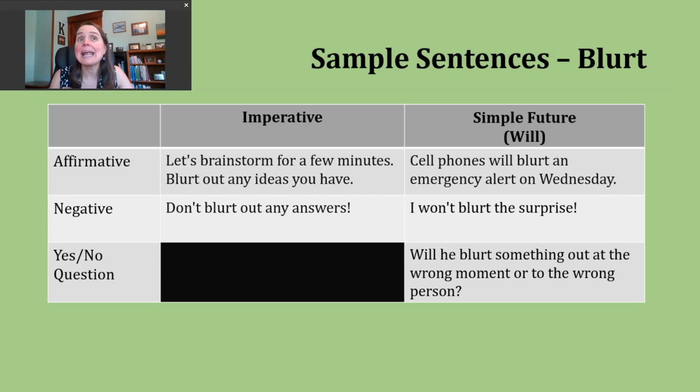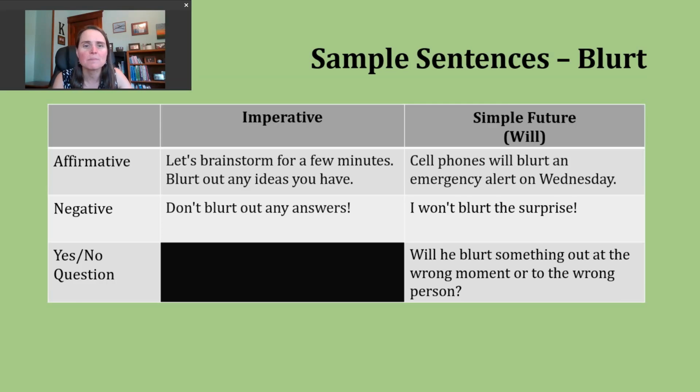Now, if you want to make a negative imperative sentence, what you should do is start with do not and then the base verb. You might also see the contraction, don't, and then the base verb. So again, here the command is to not do a particular action.